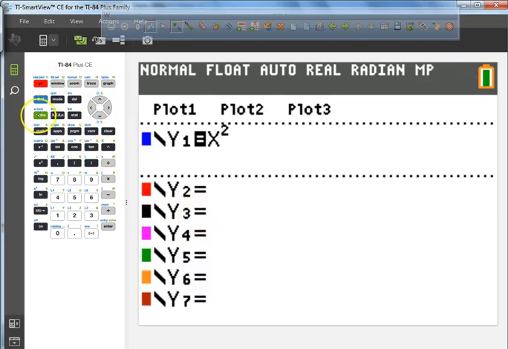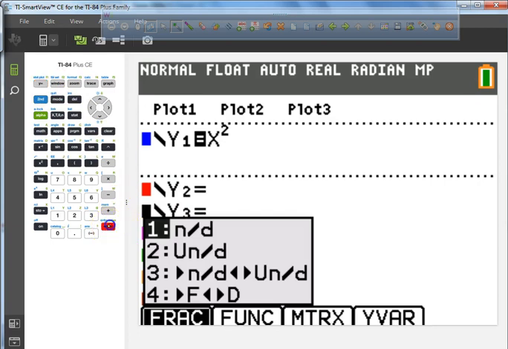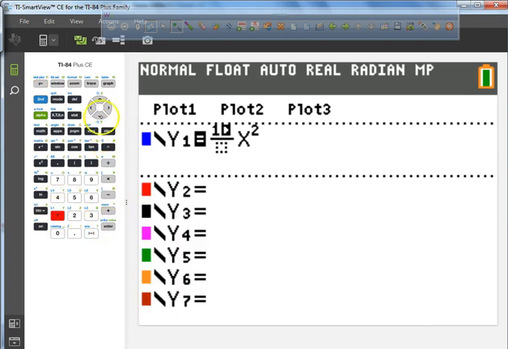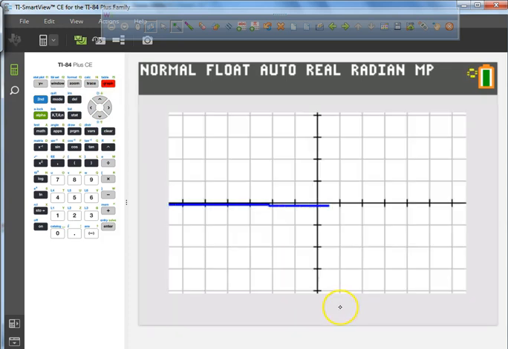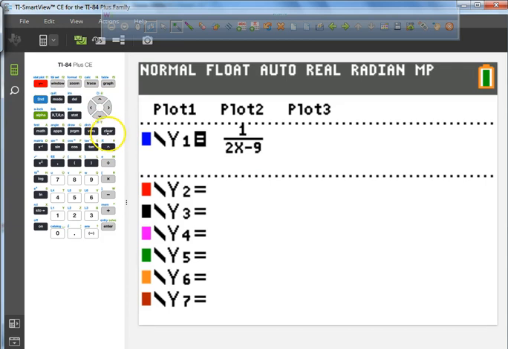Y equals, alpha, y equals, enter. It's 1 over, what is it? 2x minus 9. I better go delete this. Delete that. Okay. If I hit graph, does everybody see right here? Whenever you have an asymptote right there, what does that provide? That provides what's called infinite discontinuity. Okay? So there's your example of infinite discontinuity.